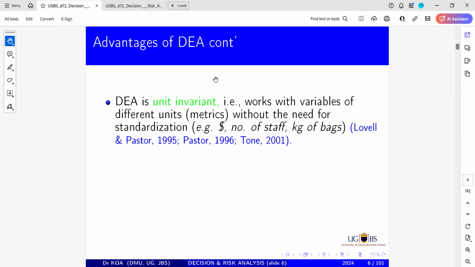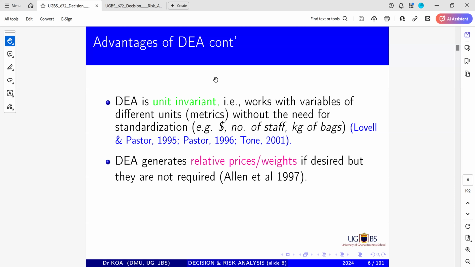You can be working with dollars. You can be working with number of staff. You can be working with kilograms of bags. You can be working with the square feet size of a room and mix that with metric tons of barrels of thing. It is unit invariant. And those papers I've just listed here, when you read them, you see that they help to explain the standardization. You don't need any standardization. You don't need to commonalize the unit before you can use it. And it will still work perfectly. It's very, very useful for that.